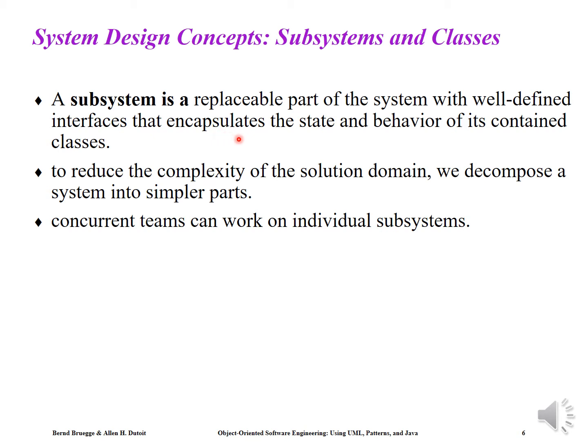A subsystem corresponds to the amount of work that a single developer or a single development team can handle. So, by decomposing a system into independent subsystems, concurrent teams can work on individual subsystems, and in this way the development can be done faster. So, concurrent teams can work on individual subsystems.